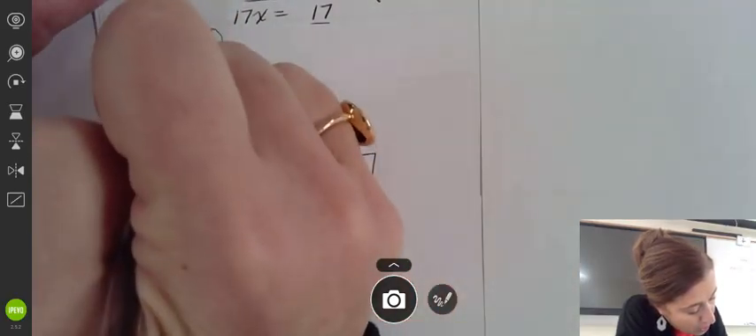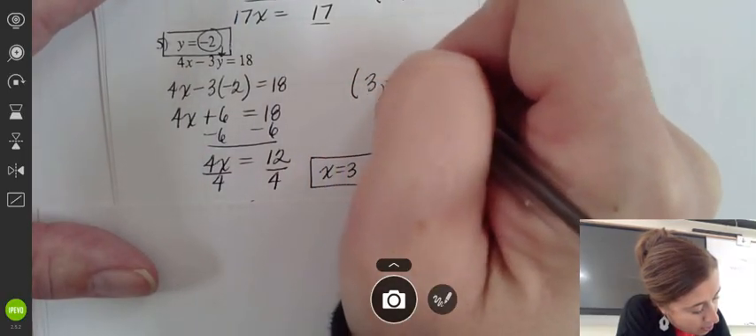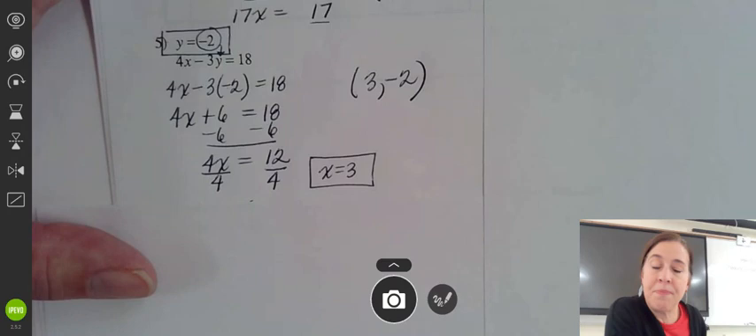Okay, there's one coordinate, here's the other. Our ordered pair is 3, -2.